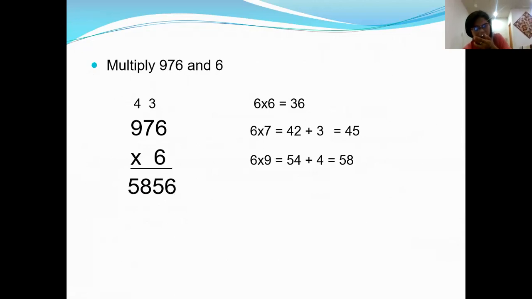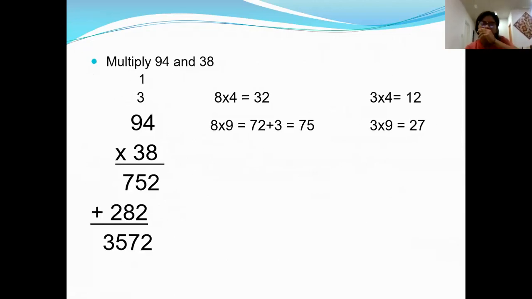So 976 times 6 is equal to 5,856. Okay, next example, we have multiply 94 and 38. Again, we are going to multiply first the number in our ones place. So our ones is 8. Now, we have 8 times 4 is 32. So bring down 2, carry 3. Then 8 times 9 is 72. Then we have carry 3. So 72 plus 3 is 75.